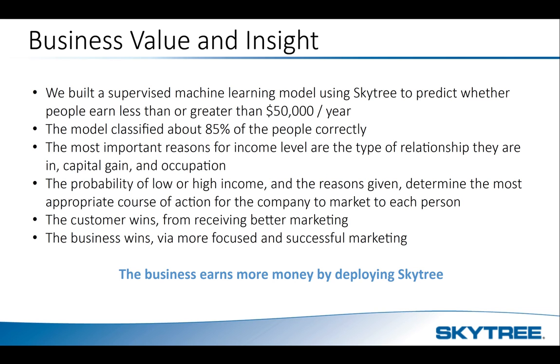The probability of low or high income and the reasons given determine the most appropriate course of action for the company to market to each person. The customer wins from receiving better marketing. The business wins via more focused and successful marketing. And the business earns more money by deploying Skytree.